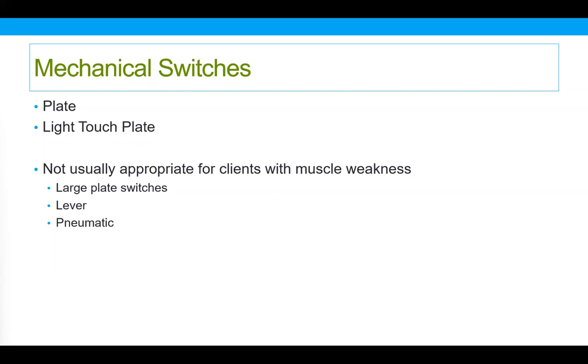Lever switches and pneumatic switches like sip and puff: most people with muscle weakness cannot use sip and puff because of weakness of the muscles from the lips to the mouth. The ability to control air pressure with something like sip and puff is impaired in someone who has ALS, for example. But these plate and light touch plate switches can be helpful.